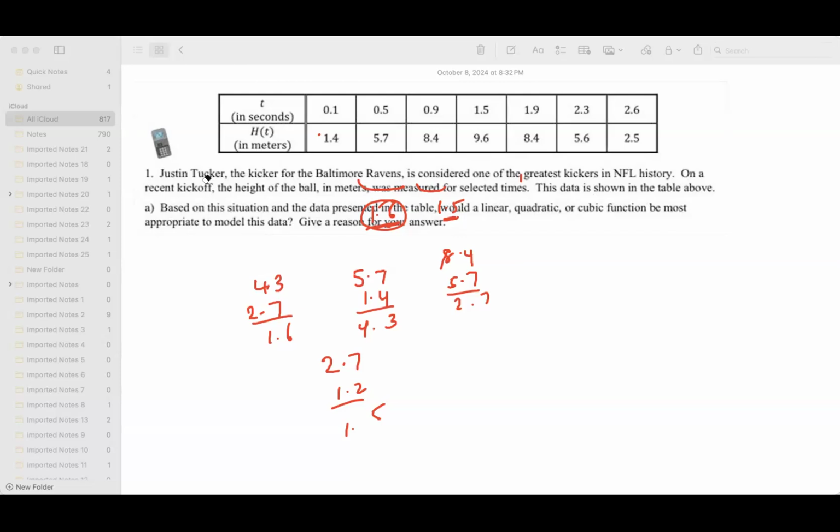then go to your Y values, enter values 1.4. If you want me to show you, I'll show you. 5.7. Can you show us, Auntie? Yeah, sure.